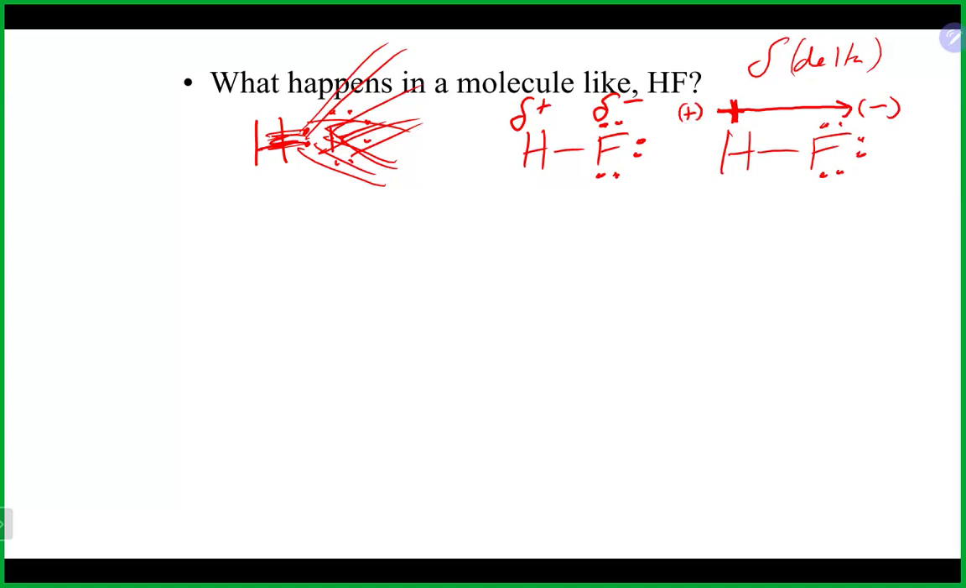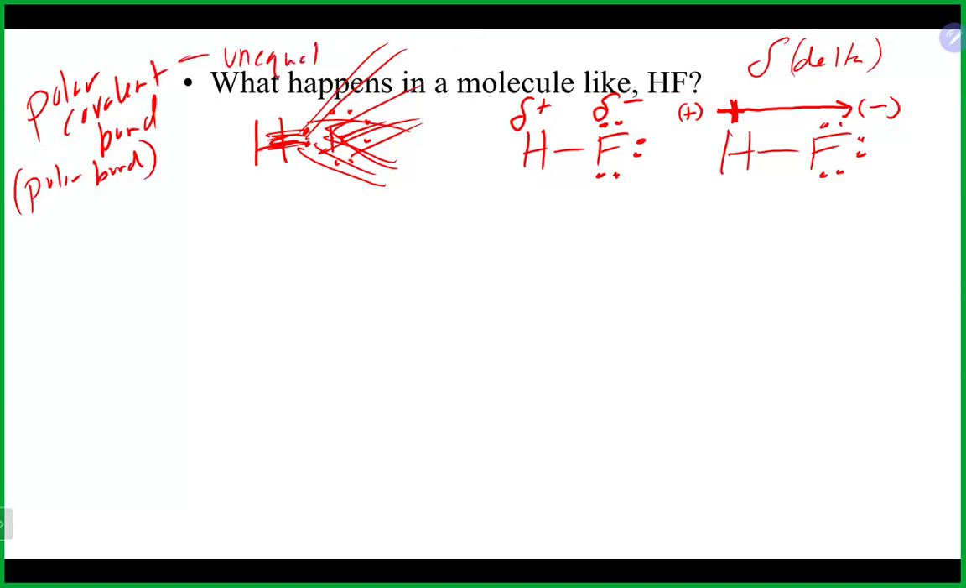Now, this type of bond is what is known as a polar covalent bond, or just simply a polar bond it's referred to. And this is a result, as we can see here, of unequal sharing of electrons. Why is it, in this case, only a partially positive charge and a partially negative charge rather than a full positive charge and a full negative charge?